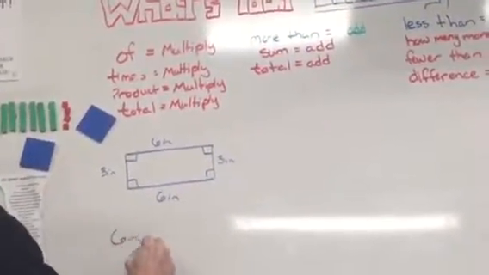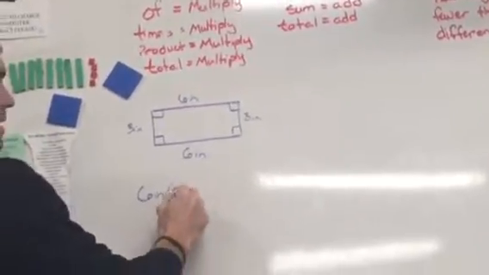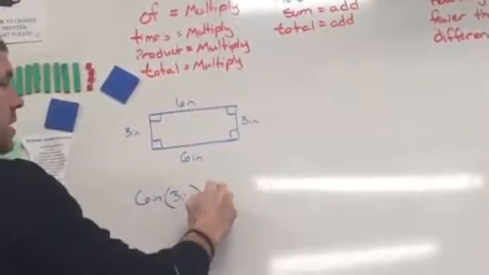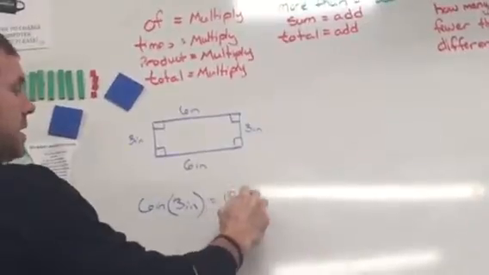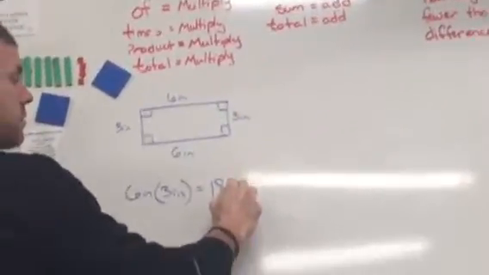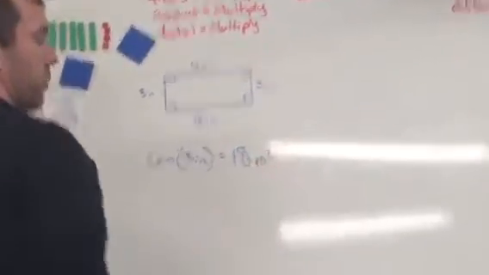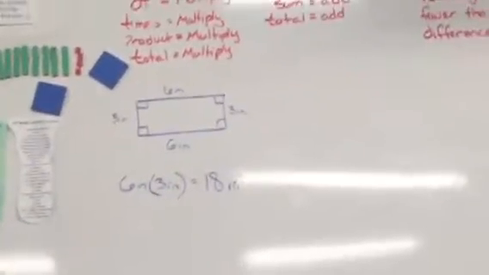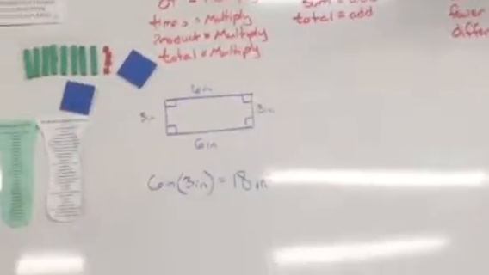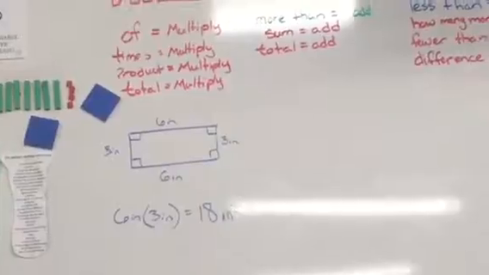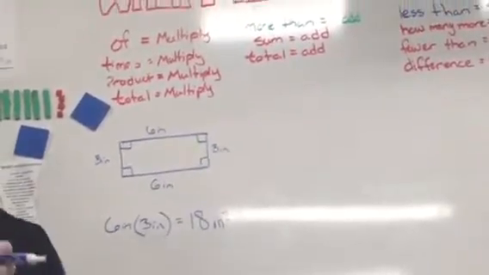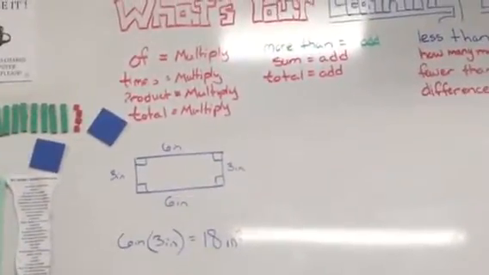6 inches times 3 inches. And what do I get? 18 inches squared. Or you can say square inches. So that's how much area or room that shape takes up. It takes up 18 square inches. They don't always have to be perfect squares. Okay, but that's how much total area it's going to be.